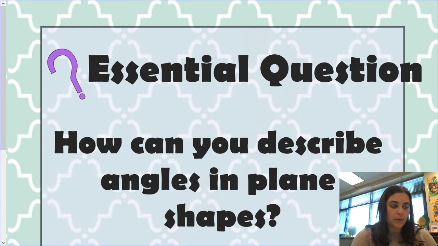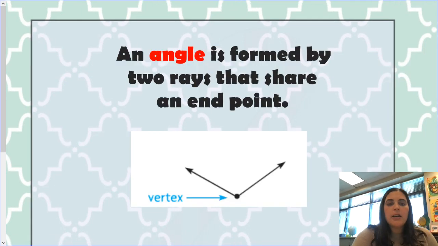Our essential question, what we want to be able to answer by the end of this lesson, is: how can you describe angles in plane shapes? Starting off with the definition, what is an angle? An angle is formed by two rays that share an endpoint. Let's first look at the one with the check mark.